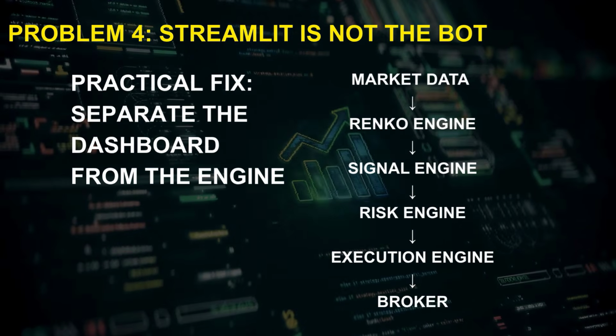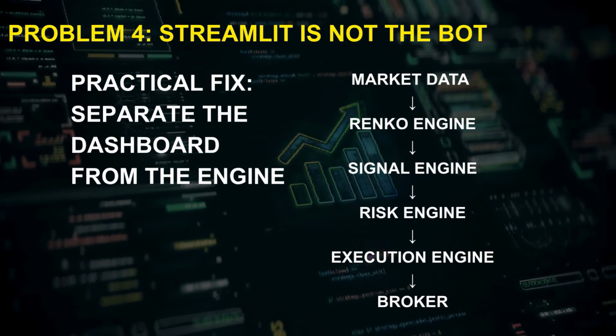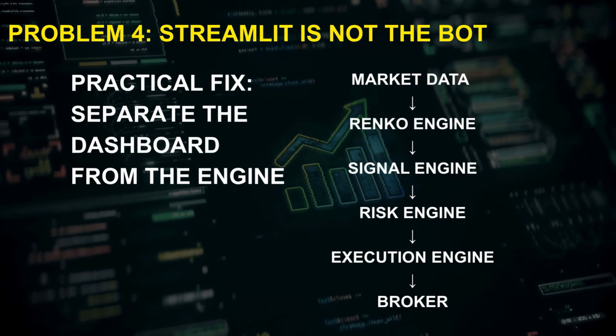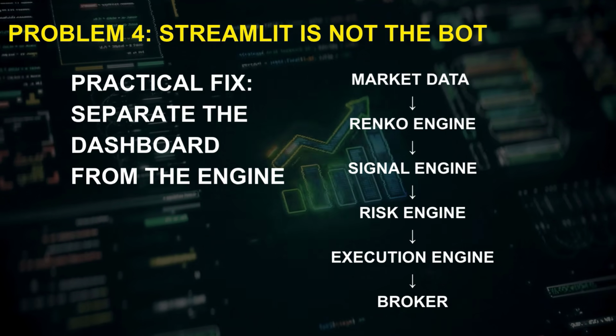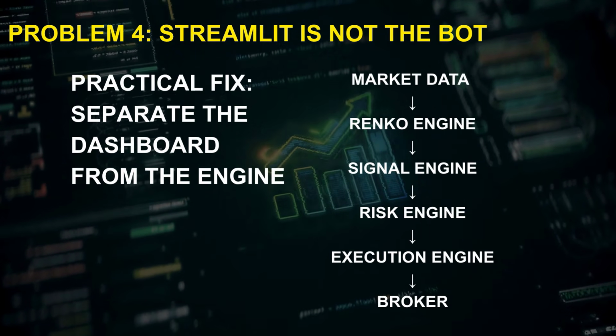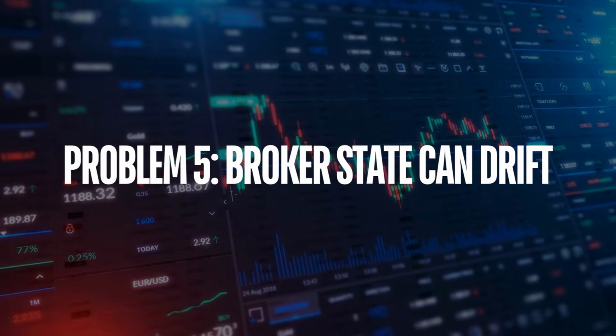So the practical fix is to separate the dashboard from the engine. The data comes in, the Renko engine updates the bricks, the signal engine checks the strategy, the risk engine decides whether the trade is allowed, the execution engine sends the order, and the broker confirms what actually happened. Each part should have its own job. That is the clean bot architecture.